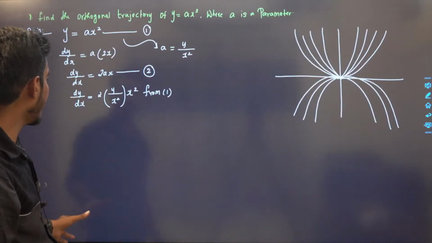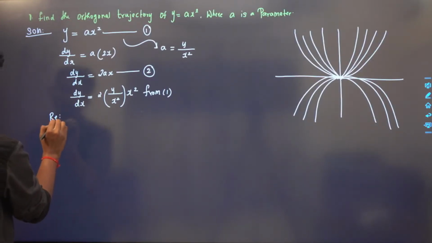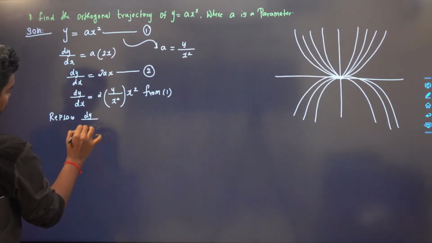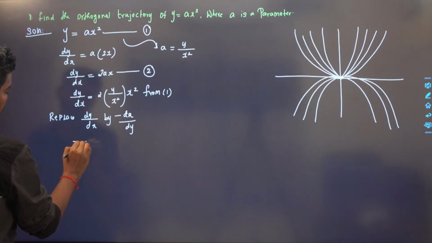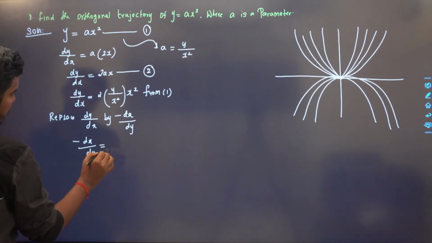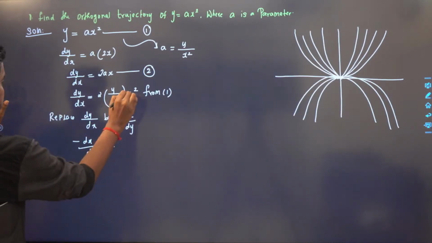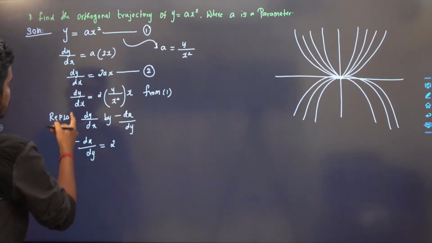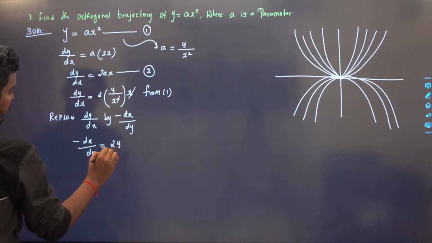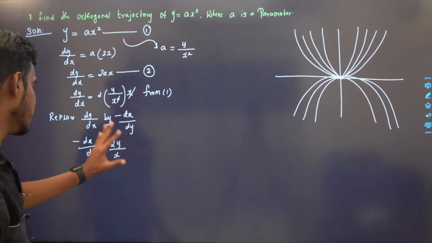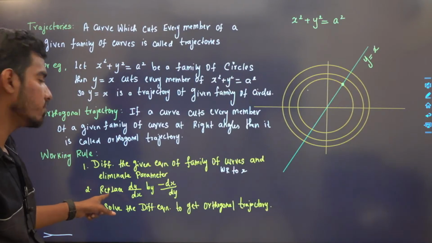Super. Now we have to replace dy by dx by minus dx by dy. So this will be minus dx by dy is equal to, sorry, this is 2ax. So 2ax, where a is y by x square, is the same as 2y by x, right? That's it. You need to solve this differential equation to get the orthogonal trajectory, right? So you can see we are done with step 2.